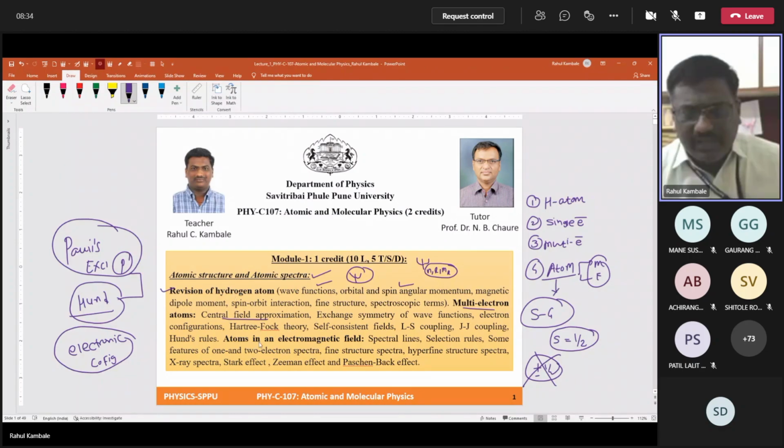The third part is atoms in an electromagnetic field. Whatever spectra we are getting, when we apply an external electric and magnetic field, there is a splitting. Splitting means you will try to understand degenerate and non-degenerate energy levels. What does it mean? And of course, this whole atomic physics is based on some selection rules, which are derived in quantum mechanics using parity and other concepts. So we are going to use them directly in this course as selection rules.